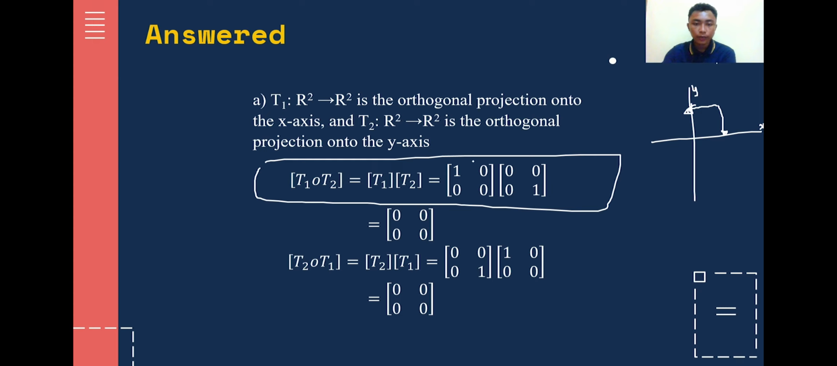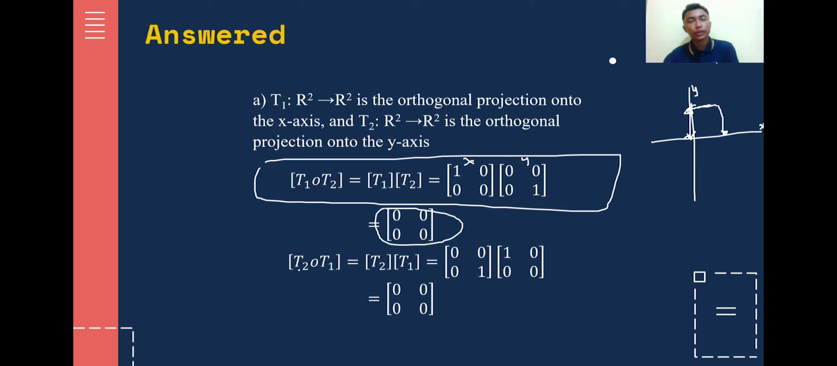This is the formula for the x-axis, this is for the y-axis. We just need multiplication. 1 multiplied by 0 plus 0 multiplied by 0 and so on, and the result is 0 0, 0 and 0, because first we make the value of y to 0 and next we make the value of x to 0, so the value is 0.